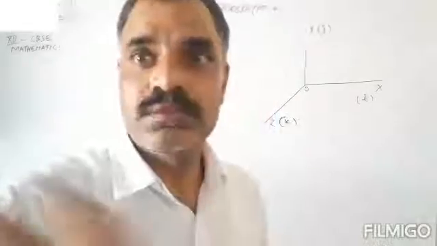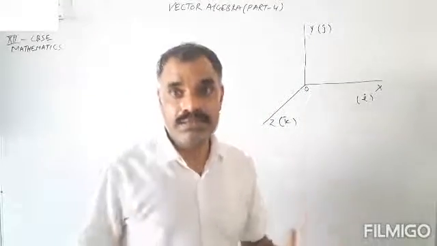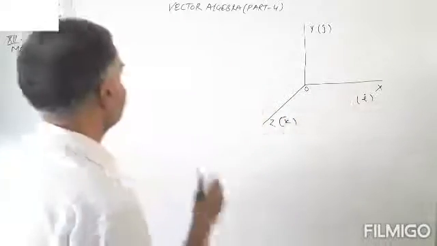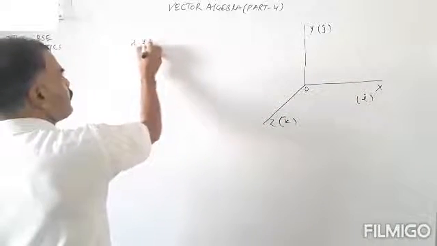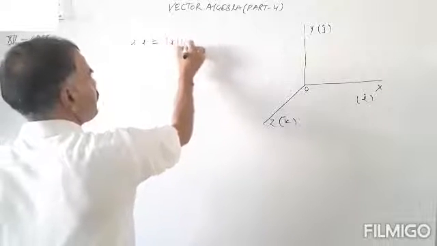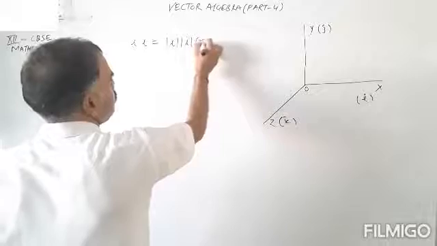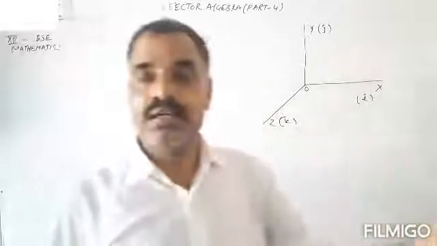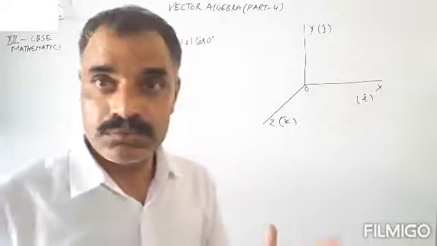Now we will discuss the dot product of all these. That is, we will discuss i cap dot i cap. I cap dot i cap equals magnitude of i cap, magnitude of i cap, cos of 0 degree. I cap is the same unit vector, so that angle will be equal to 0 degree.